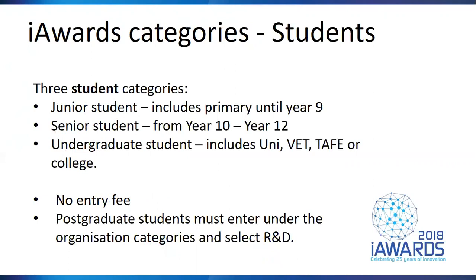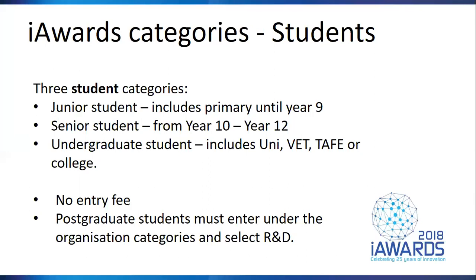So I'll just quickly go over the student categories. There are one of three student categories for you to choose from. We've got our junior students, which includes primary school up until year 9. So you could be working on a project that you do inside school. It could be a project that you do in your spare time, or you might be attending a coding camp, or it's just something that you're doing. As long as you're attending a school and you're creating a cool technology, then you're definitely welcome to enter.